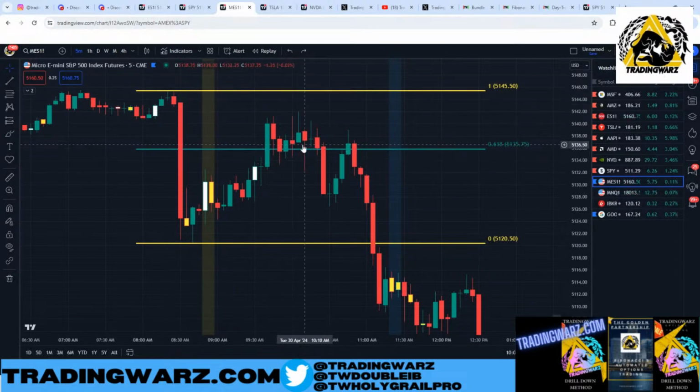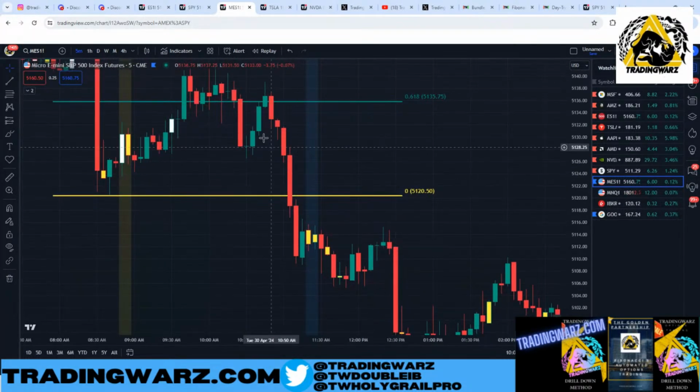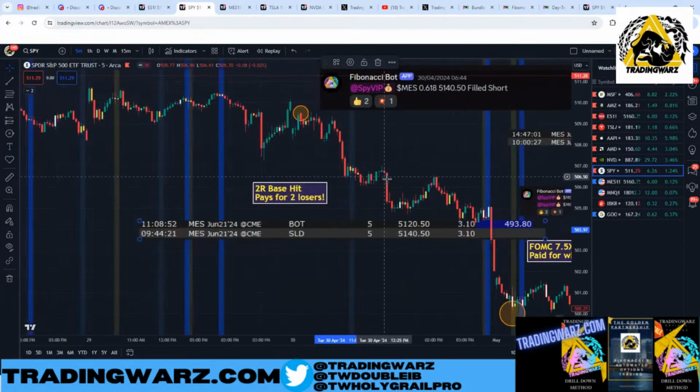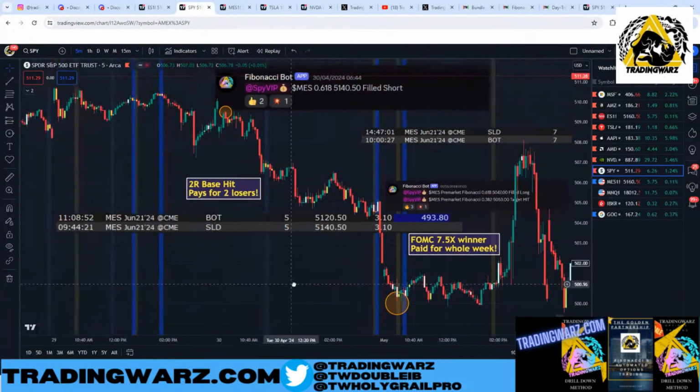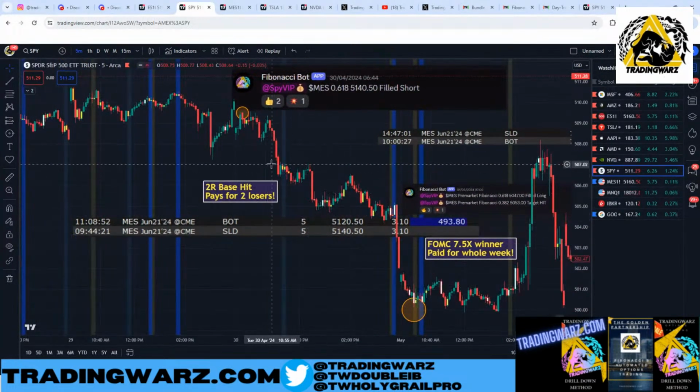So as soon as we touched the 618, I took that short and we were able to cover right away for $500. In hindsight, if I look back on this trade, you could see that we ended up covering around 11 o'clock, which was right here. Obviously, this could have gone for about $2 or $3 grand, but that was early on in the week and I wanted to book some profit.